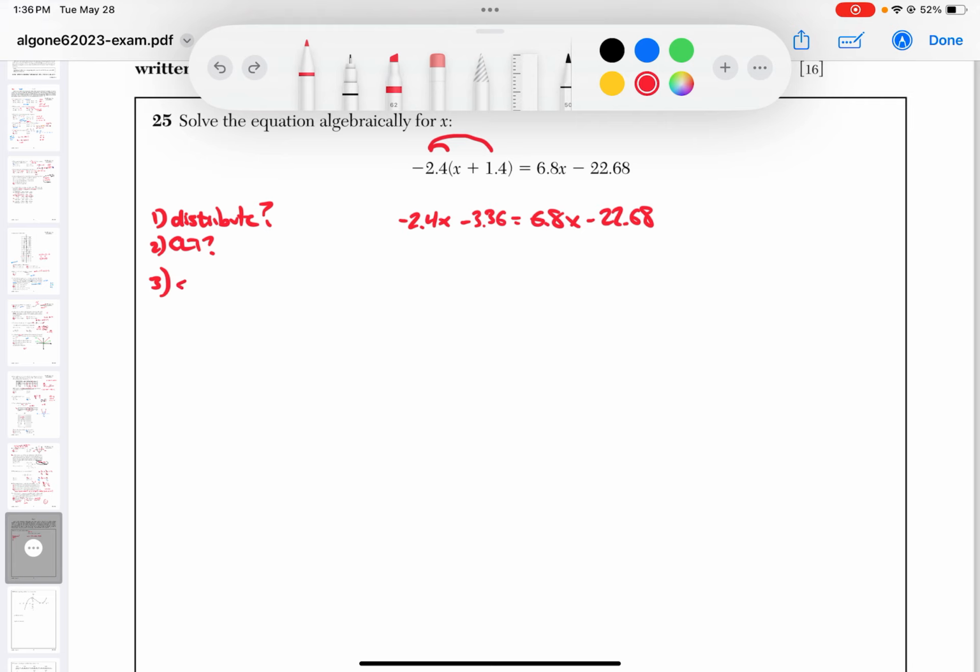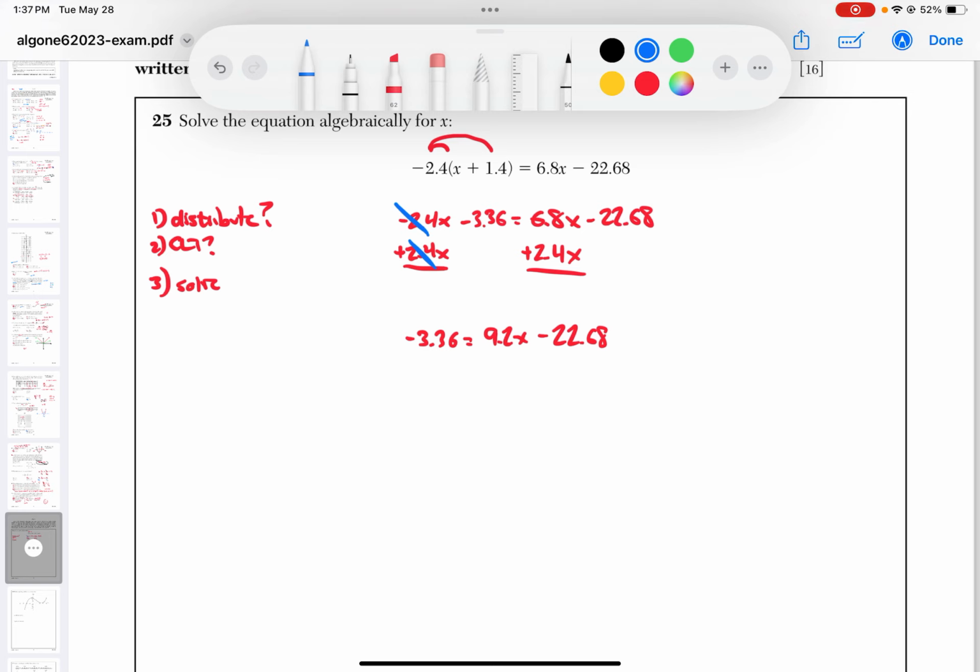So we can jump to step 3, which is solving, right? I don't want variables on both sides, so I'm going to move one of them over to join the other. And I'm going to pick moving the negative 2.4, because when I do that, I'm going to be adding 2.4x to both sides, and that will cause me to be working with positive numbers, which we always love. Those cross off. We have negative 3.36 equals 6.8 plus 2.4 is 9.2x minus 22.68. And from here, it should look like a pretty simple two-step equation.